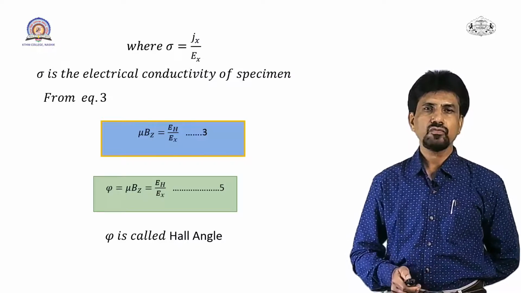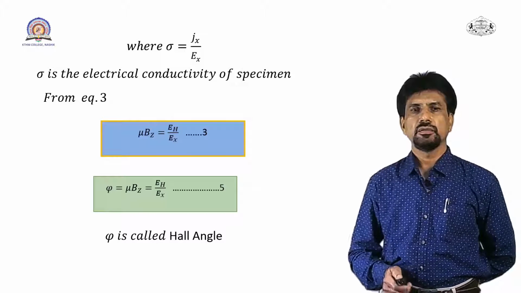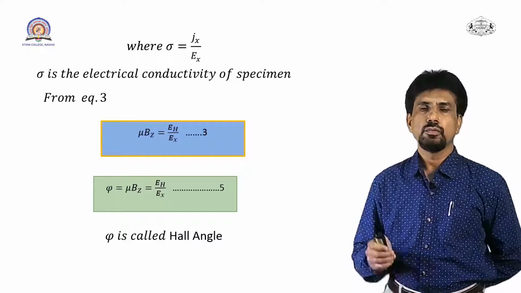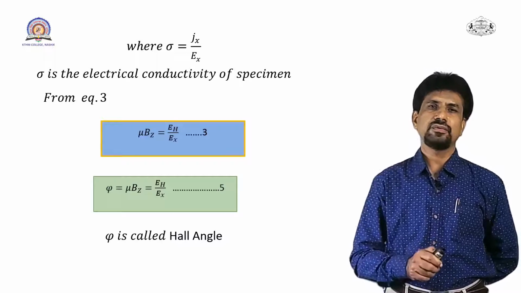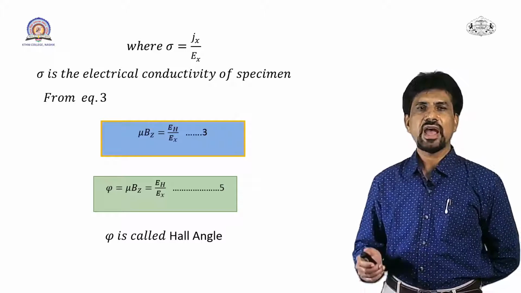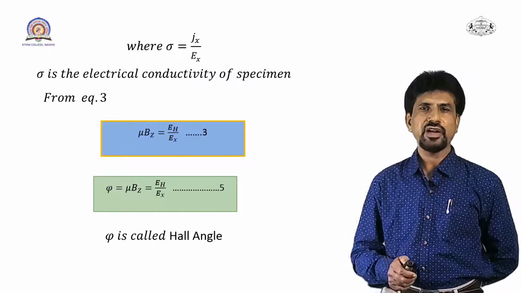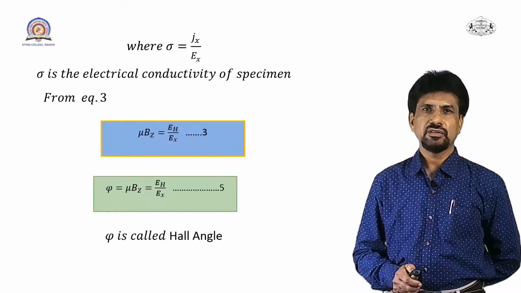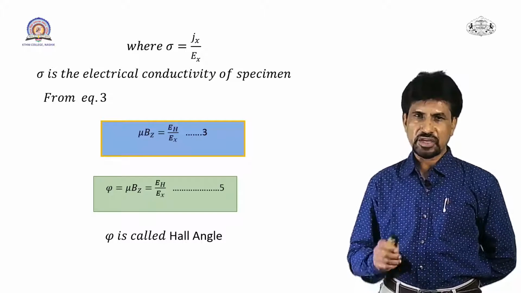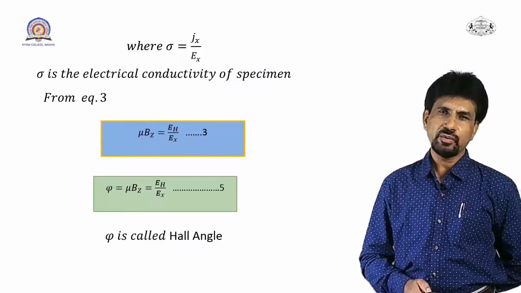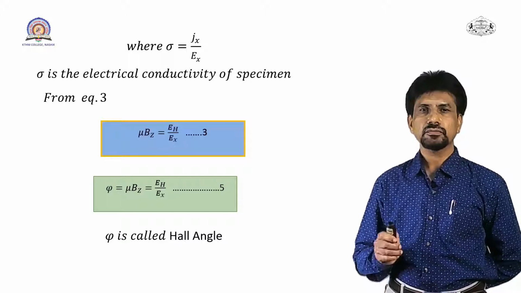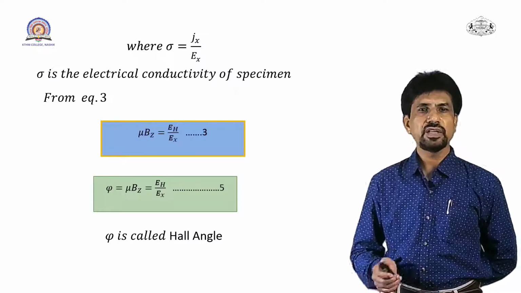Now then, we can express the mobility in terms of the drift velocity and the electric field also. Similarly, we can obtain the expression for the electrical conductivity in terms of the current density and the electric field also.